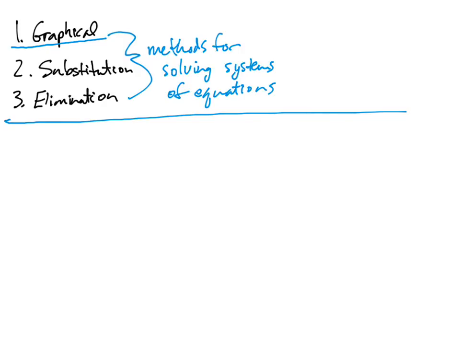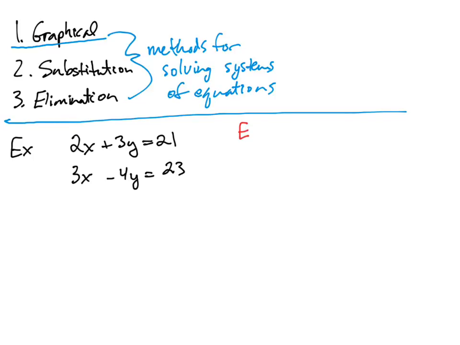So let's look at an example here. We have 2x plus 3y equals 21, 3x minus 4y equals 23. I'm going to solve this with the elimination method. The reason is that if we look at all of the coefficients on the variables, we have 2 on the x, 3y, 3x, negative 4y. What we notice is that all the coefficients are something other than 1. Because of this, we're going to use the elimination method, and we'll see how this contrasts with the substitution method.